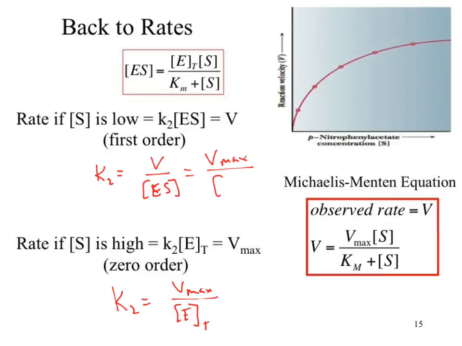Vmax over our enzyme total concentration. From all that other stuff, we plug that into ES. All this plugging and chugging and simplifications, and we end up with this overall expression, that our rate for an enzyme-catalyzed reaction will be equal to the maximum velocity possible for that reaction times the substrate concentration divided by Km. We'll talk about what Km is, but it's a constant, plus the substrate concentration.